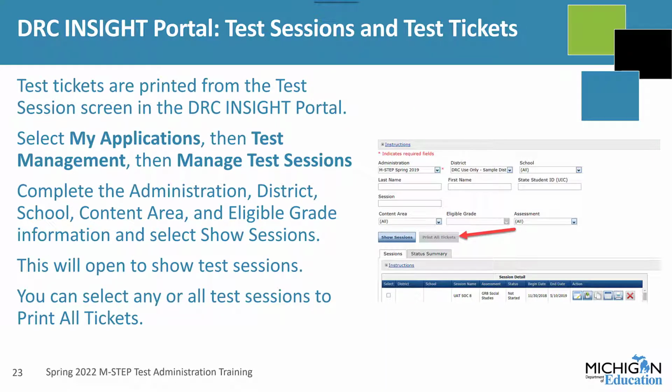Test tickets are printed from the test session screen in the DRC Insight portal. Log in to the DRC Insight portal, select My Applications, then Test Management, and then go to Manage Test Sessions. Complete the test, entity information, and content and grade information, and then select Show Sessions. This will open to show test sessions. From here, you can select a test session and print all tickets.